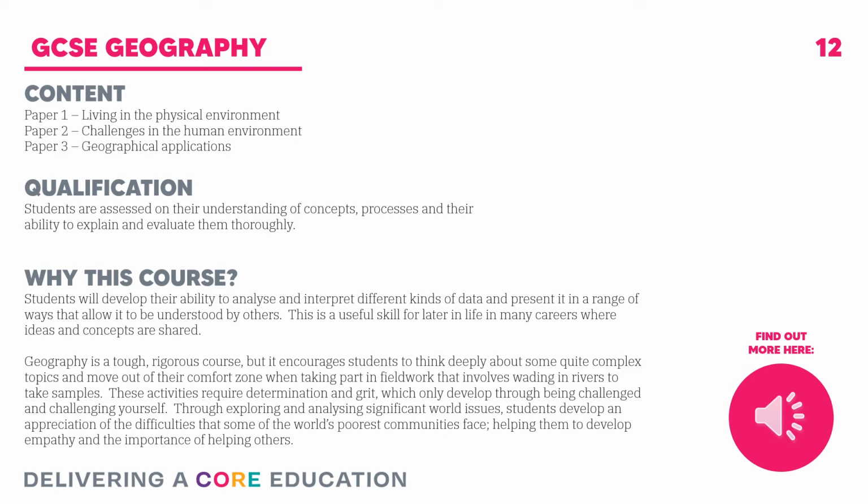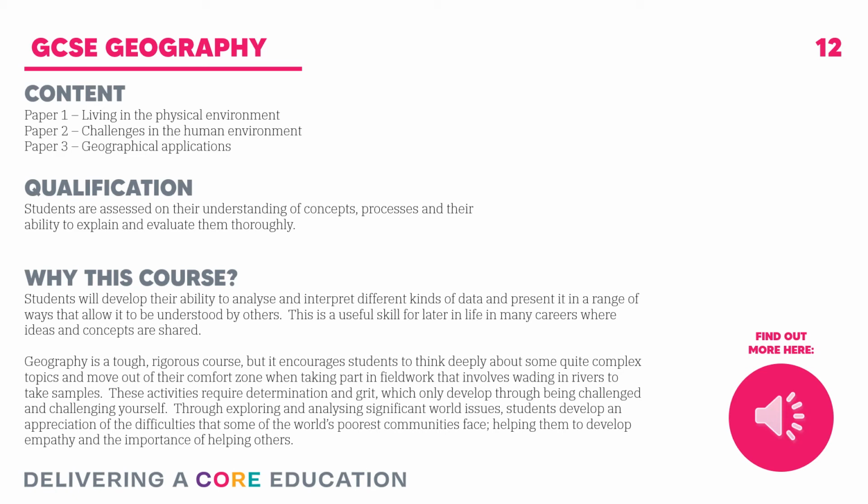Paper 1 is looking at the physical environment, physical geography. It's about looking at rivers, you look at coastal areas, we also look at ecosystems such as tropical rainforests and cold environments. We also look at the global circulation system and how it influences our weather systems, and how it also affects climate change.